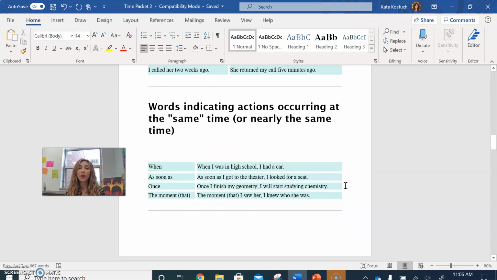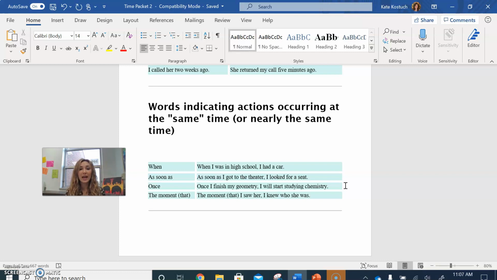As soon as I got to the theater, I looked for a seat. So I got to the theater, and then the very next thing I did was look for a seat. As soon as. Once. Once I finished my geometry, I started studying chemistry. So we use the word once a lot, like it happened once, meaning one time. Once upon a time, that's a famous introduction to a fantasy story. And once can also be used to show that in order, this happened and then this happened right after it.